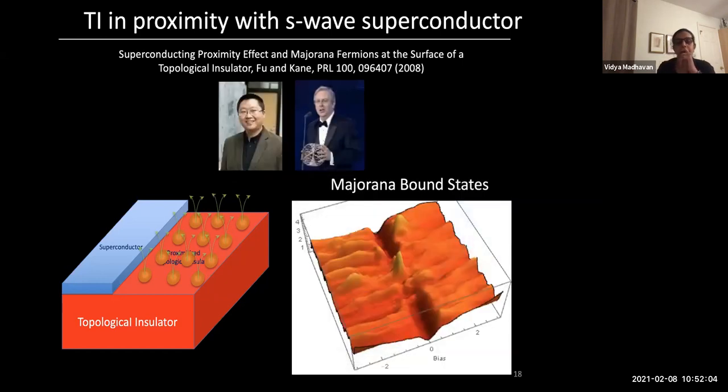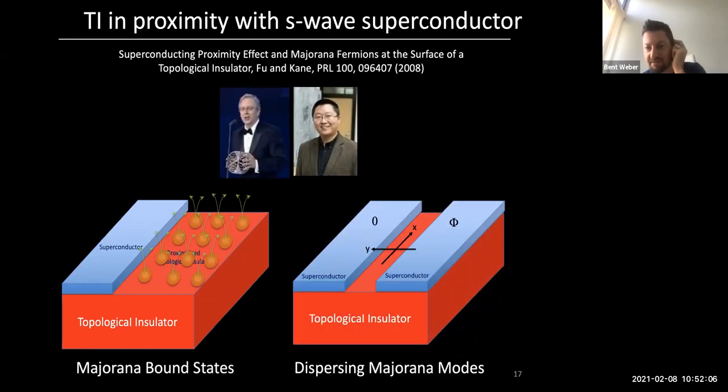Okay. There's none in the chat, but maybe I can ask a quick one. So how does the physics change when I now look at a 2D topological insulator versus a 3D topological insulator?